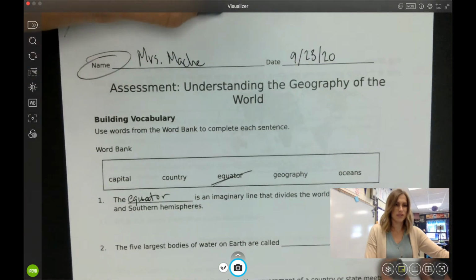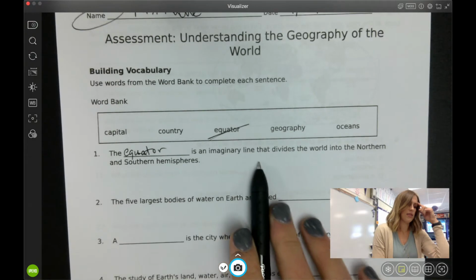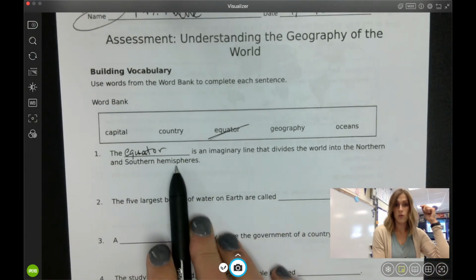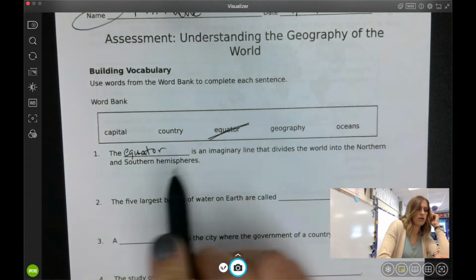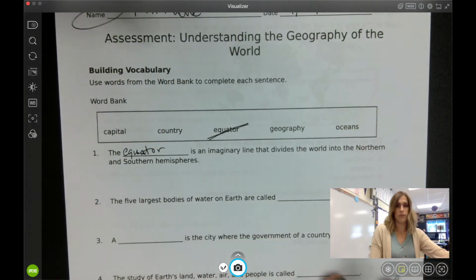All right, first part is our vocab. So, the blank is an imaginary line that divides the world into northern and southern hemispheres. That was the equator, so I crossed off equator and wrote equator in the blank. All right, let's work on the next three.